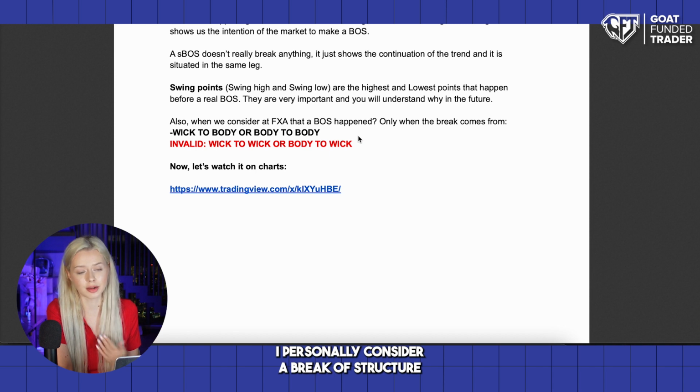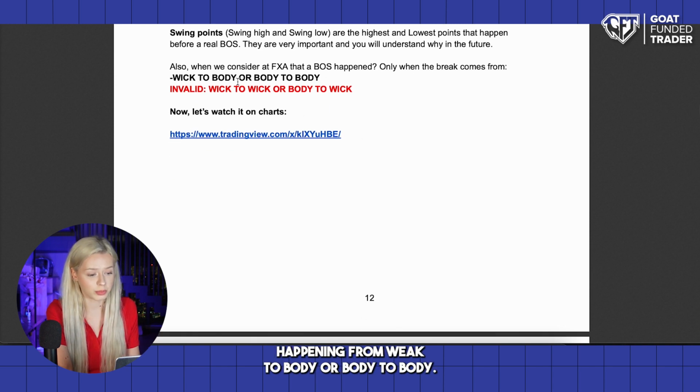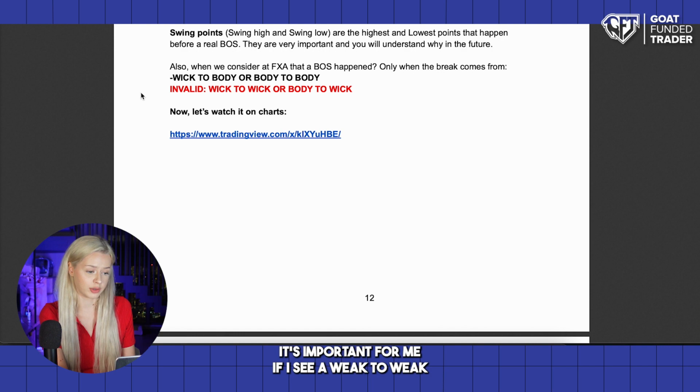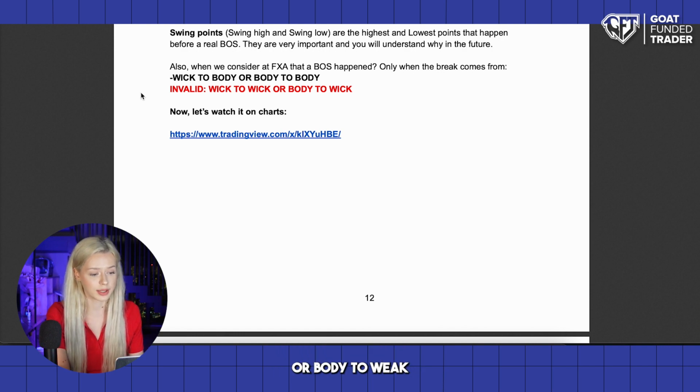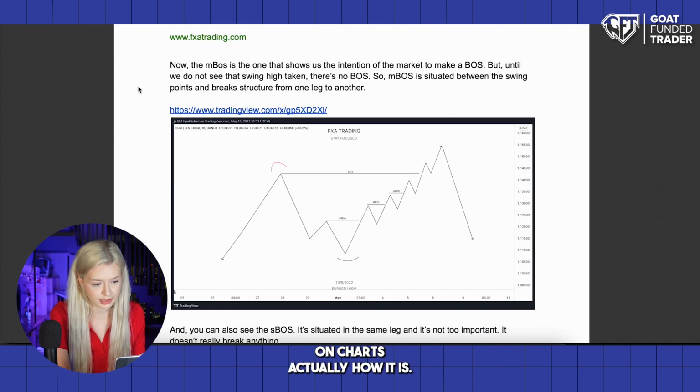I personally consider a break of structure happening from wick to body or body to body. It's invalid for me if I see a wick to wick or body to wick, and I will show you on charts exactly how it is.